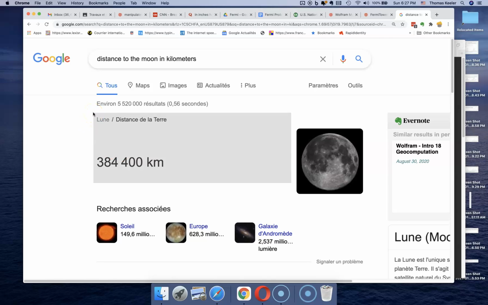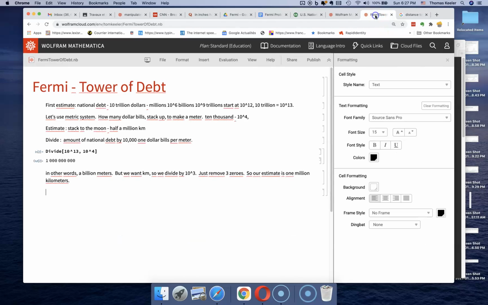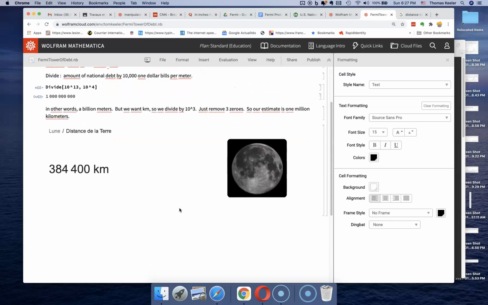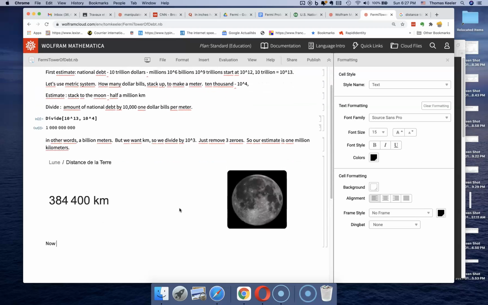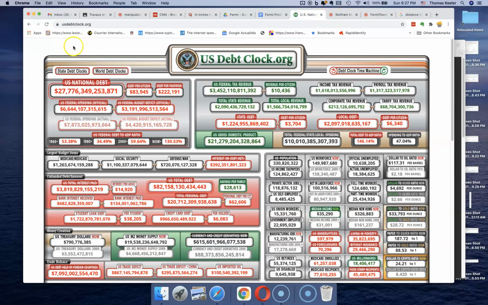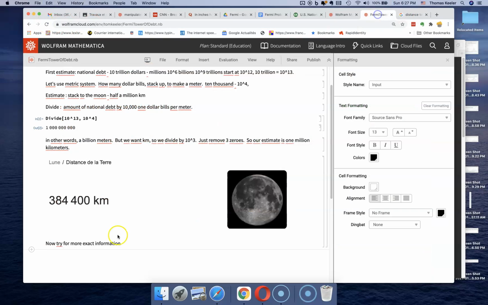So just put that into our look. Okay, so distance to the moon in kilometers. Okay, so now try for more exact information. Okay, so we're going to go and grab from usdebtclock.org. It's a great site to go to. Okay, so we're going to go there.